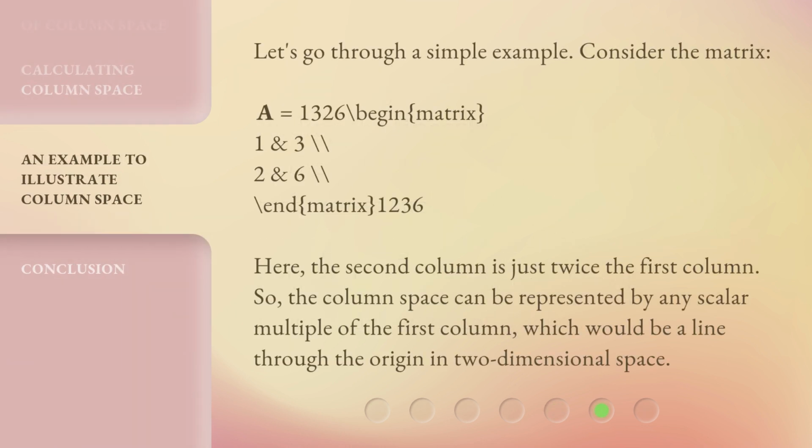Let's go through a simple example. Consider the matrix A equals [[1, 2], [3, 6]], with columns (1, 3) and (2, 6). Here, the second column is just twice the first column. So, the column space can be represented by any scalar multiple of the first column, which would be a line through the origin in two-dimensional space.